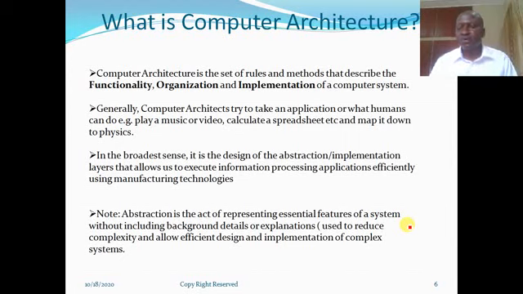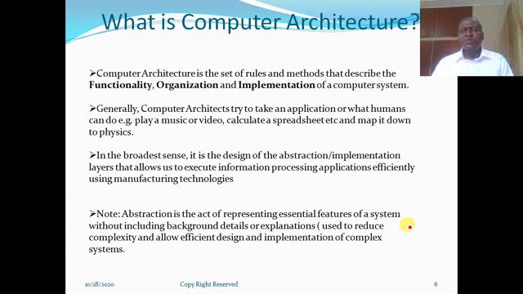Or you may even look at computer architecture as a set of detailed descriptions that specify how a set of software or hardware technology interacts with one another in order to form a computer system.